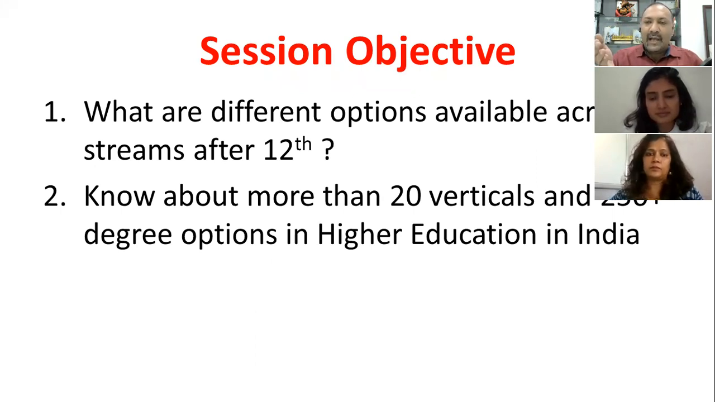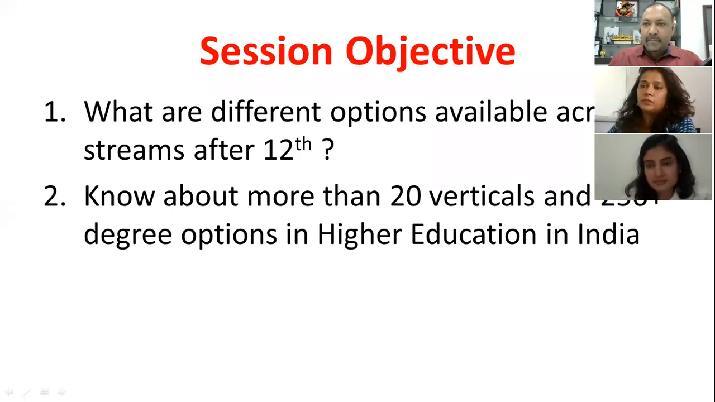A few children have gone for science, a few might have gone for commerce, a few would have taken humanities or arts as a stream. So I'll talk to you about the options available in the pure stream format. Second, across the presentation, I'll talk to you about more than 20 different verticals, addressing more than 250 careers that we'll be going through.